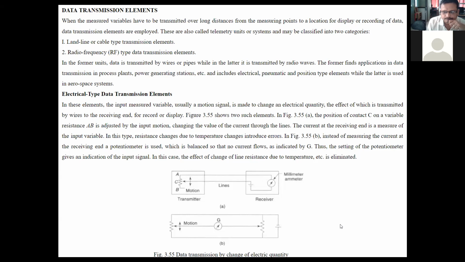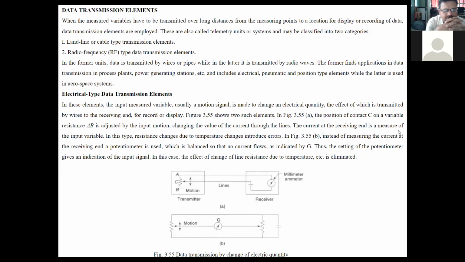Good afternoon. Today we will see the remainder of chapter 3, that is data transmission elements, and we will start chapter number 4. Therefore, data transmission elements. The name itself indicates that through these elements, data or information is transferred.